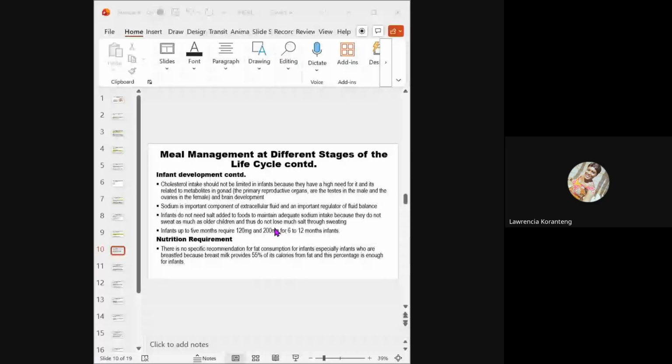There is no specific recommendation for fat consumption. We've talked about that already. Vitamin D supplementation is also recommended because human breast milk does not supply vitamin D in sufficient amount. So I think they give them vitamin D. We need to find out. The vitamins that they put in their mouth when we go for the weigh-in, vitamin D should be part, because they supplement them.